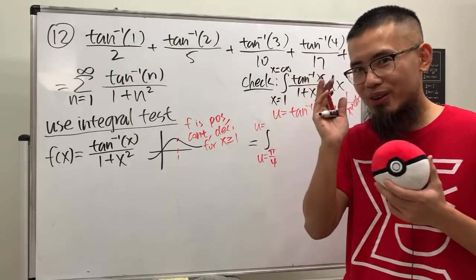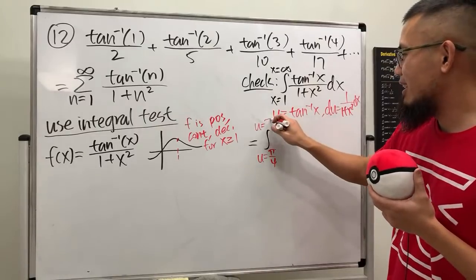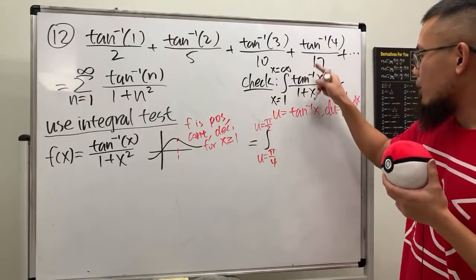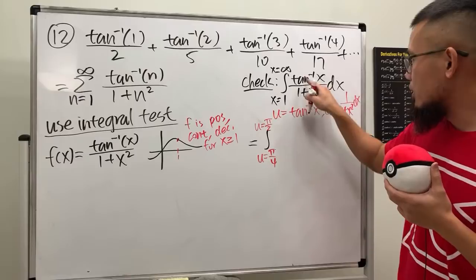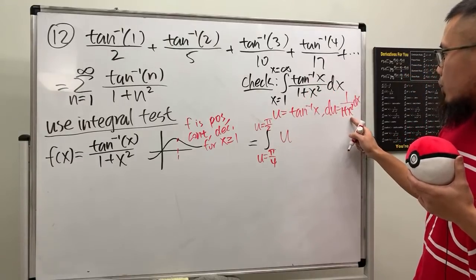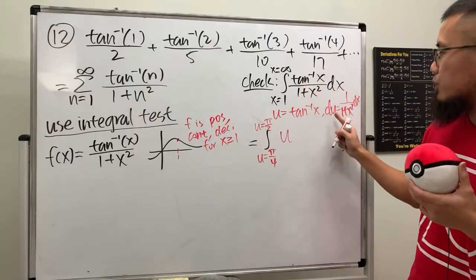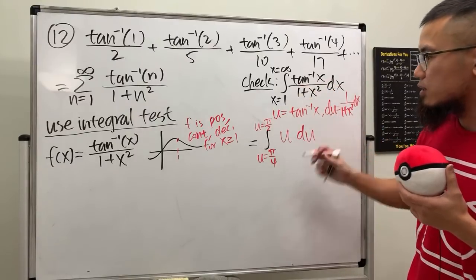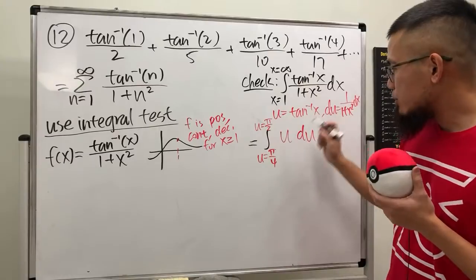Pi over 2. Good, right? Pi over 2. So you see this right here, it becomes just u. And then the 1 over 1 plus x squared dx, this portion here is precisely our du. So this is all we have to integrate. And then just go ahead and do that.